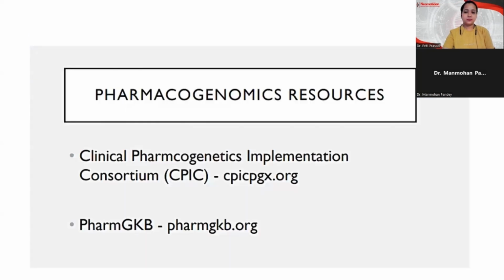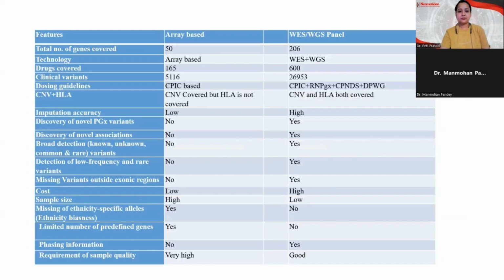Now we have different pharmacogenomic resources. We have two resources: one is CPIC, DPWG, RNPGx. Similarly, we have a very collaborative resource called PharmaGKB, on which you can find all these mutations. It is the same as what we do in the case of ClinVar, in the case of rare diseases. Next please.